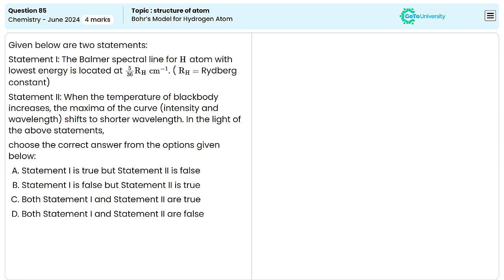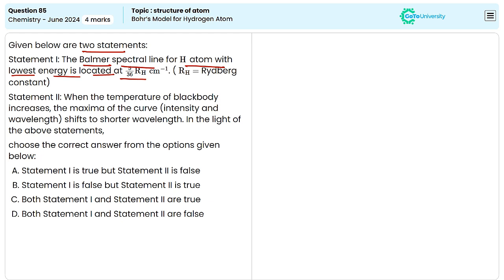In this question, two statements are given. We have to choose the correct option based on the given two statements. In the first statement, it says that the Balmer spectral line for hydrogen atom with the lowest energy is located at 5/36 R_H cm^-1.